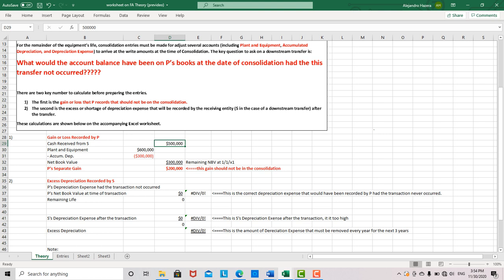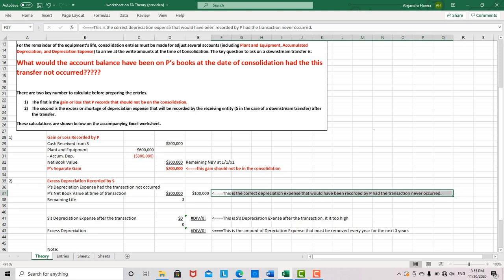There are two ways to calculate this. Let's calculate the amount of depreciation that would have been on P's books had this never occurred. If this had never occurred, at 11x1, P had a net book value of $300,000. The remaining life, as it says in the text, is 3 years. So P would have recorded $100,000 of depreciation each year for the remaining 3 years of the asset's life. This is the correct depreciation expense for consolidation purposes.